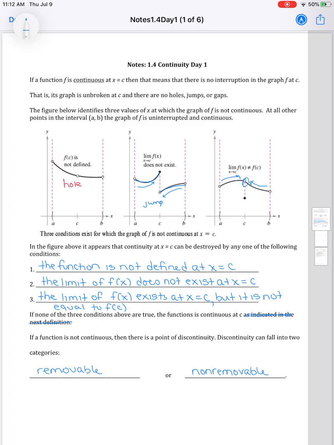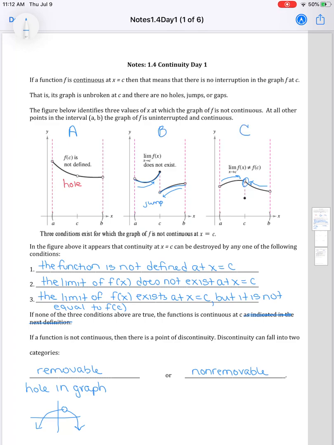So a removable type of discontinuity would be like a hole in the graph. So here's your function, and whatever the function may be, you just have that gap. That would be like A above, if we were labeling these A, B, and C.